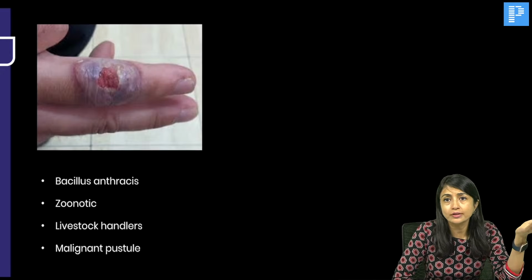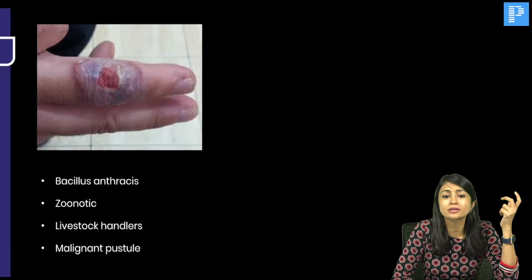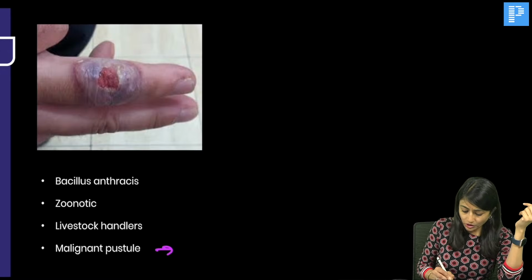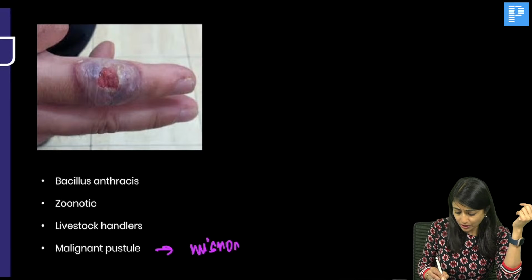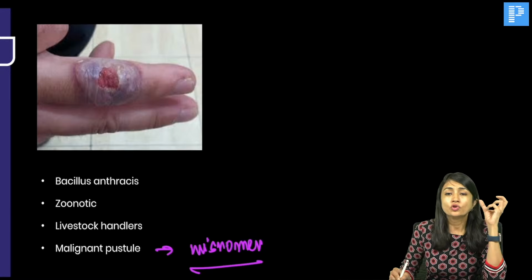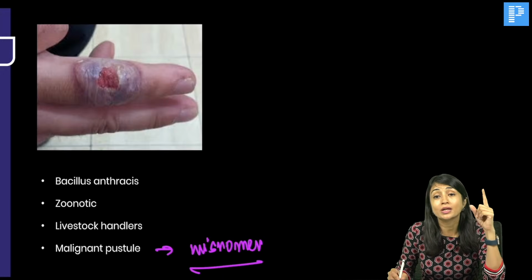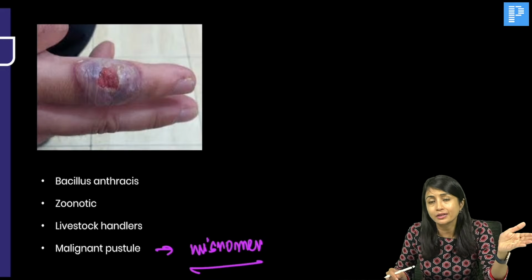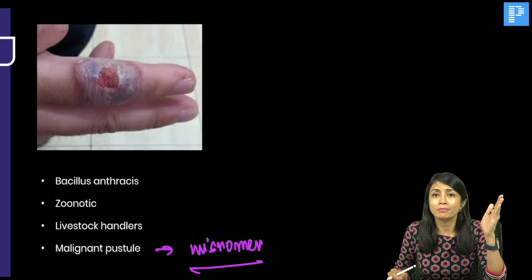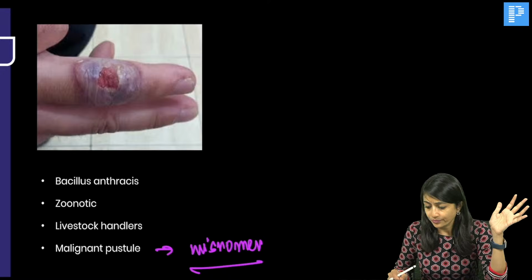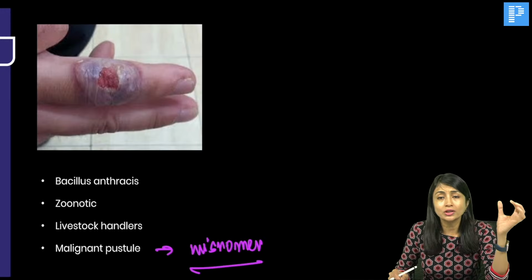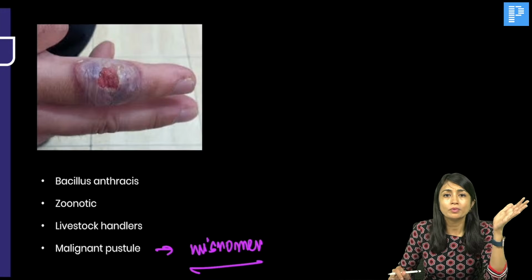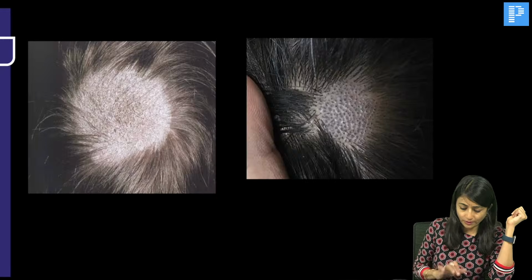It is a zoonotic infection. So, it would be seen in livestock handlers. And this lesion is referred to as malignant pustule, which is a misnomer because it is neither malignant nor do you see a pustule. So, you see a crusted erosion which is present on exposed parts in livestock handlers, right. So, it is a bacterial infection called anthrax caused by Bacillus anthracis. Yes, you see a black eschar. So, you see a crusted lesion and in the center you see a black eschar. So, you should be able to identify this image as well.